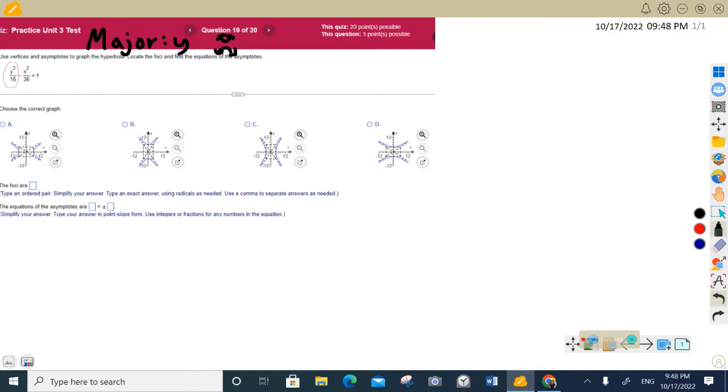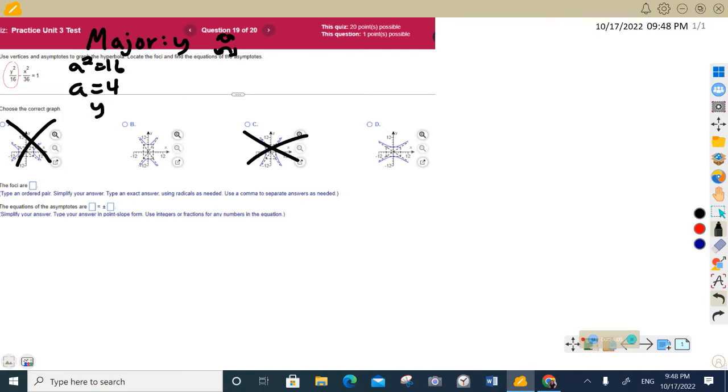So which one does not open up and down? Well, A doesn't, and C does not. So it's either going to be B or D. So we have to figure out, remember, a squared is always underneath your major axis. So a squared is 16. Take the square root, you get 4.